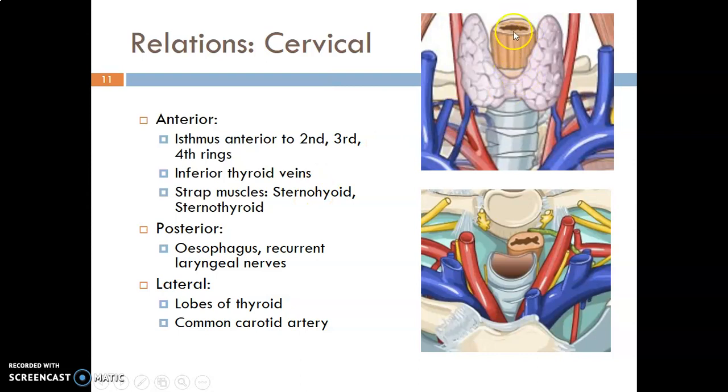What is found posterior to the trachea? You see the esophagus, and between the esophagus and the trachea, there is the tracheoesophageal groove that contains the recurrent laryngeal nerve. What is lateral to the trachea? This is the trachea. What's lateral to it? The lobes of the thyroid gland as well as the common carotid arteries. So those are lateral to the cervical part of the trachea.